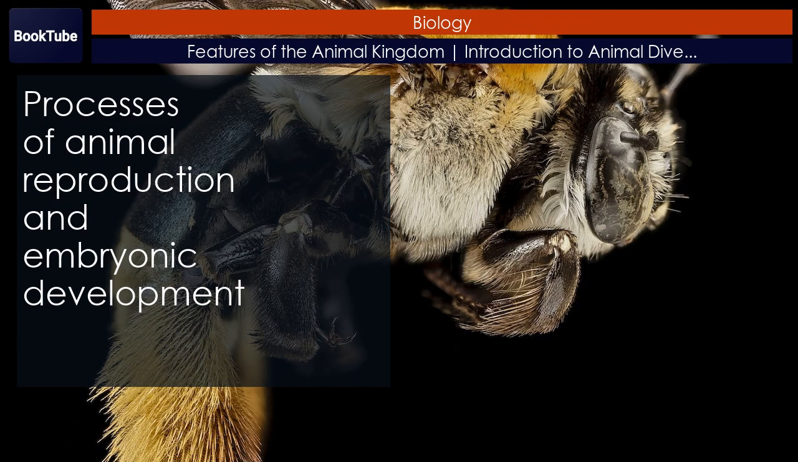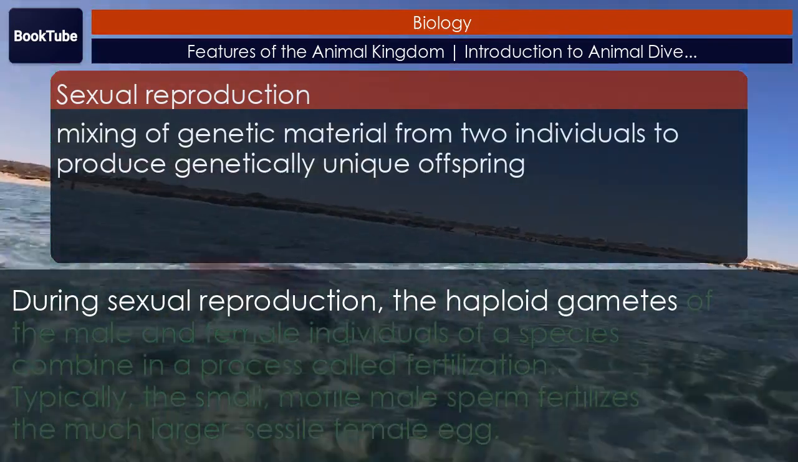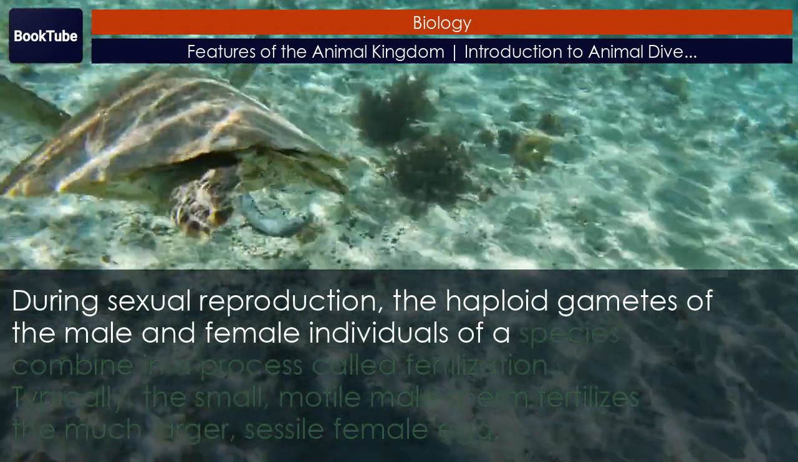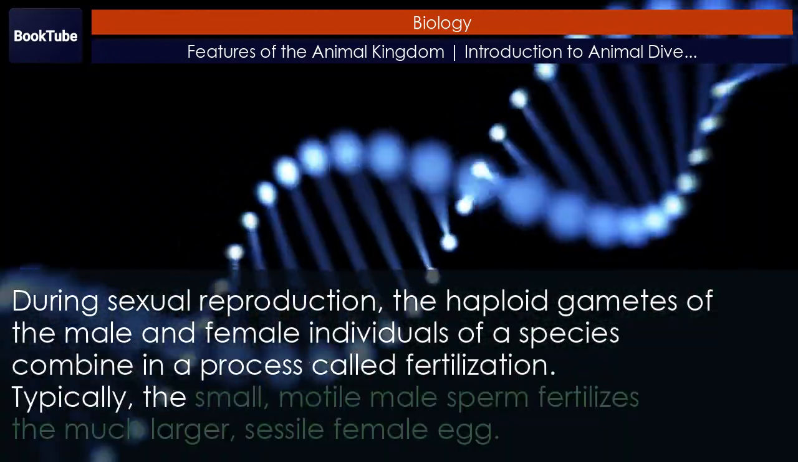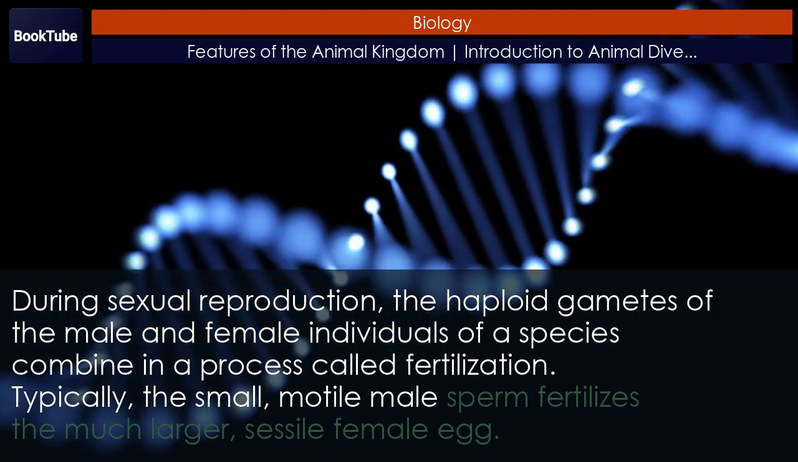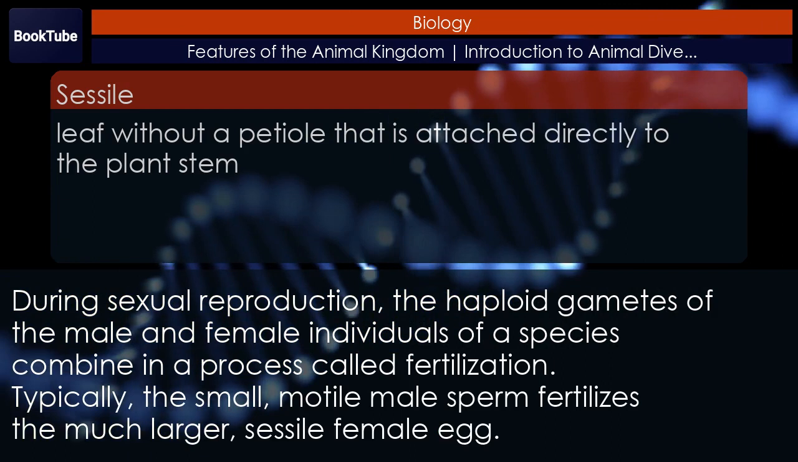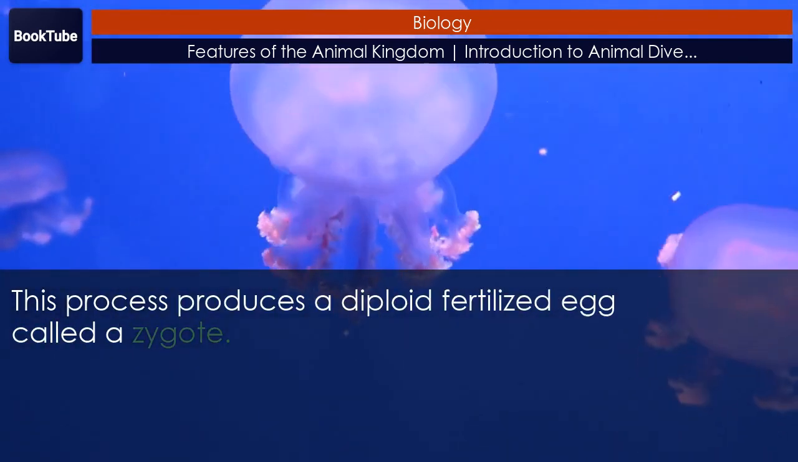Processes of animal reproduction and embryonic development. During sexual reproduction, the haploid gametes of the male and female individuals of a species combine in a process called fertilization. Typically, the small, motile male sperm fertilizes the much larger, sessile female egg. This process produces a diploid fertilized egg called a zygote.